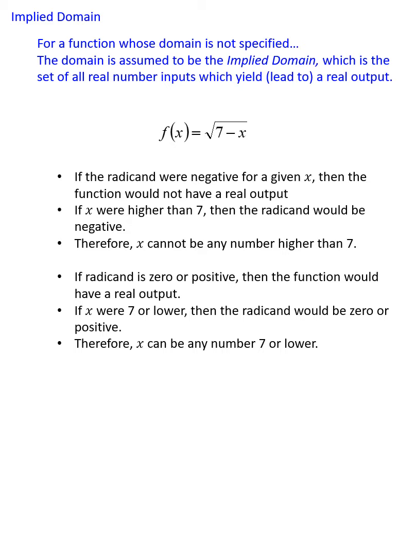Now notice I didn't apply a mathematical procedure here. I simply thought through what numbers x could and couldn't be, and I've now come to the conclusion that the domain, or the possible inputs, is the set of all x such that x is less than or equal to 7. By the way, it's very common to write this using interval notation, which would be negative infinity through 7.